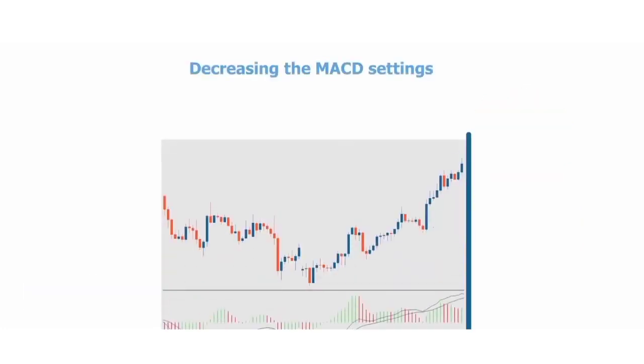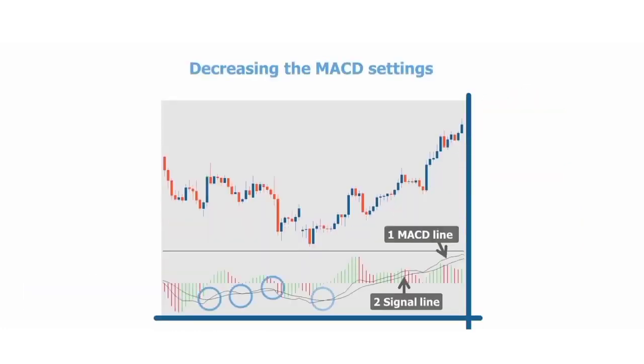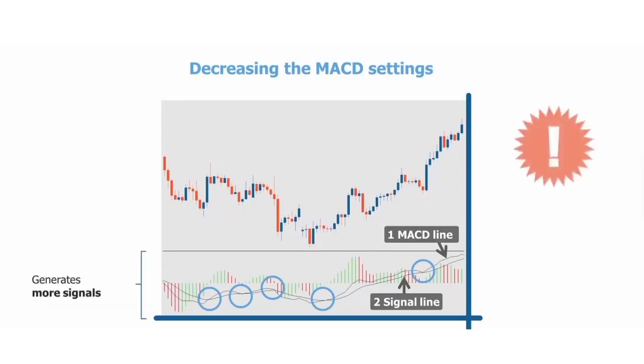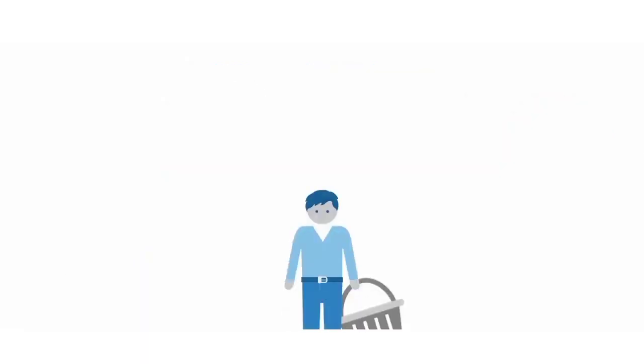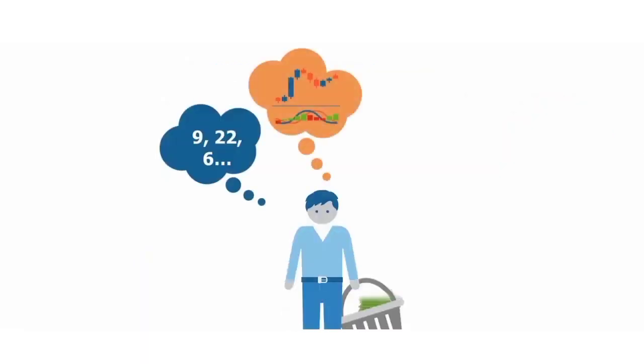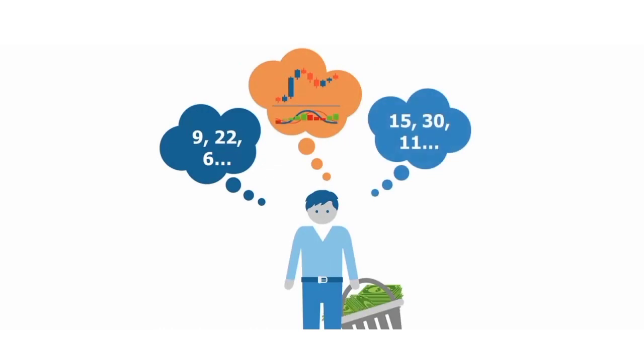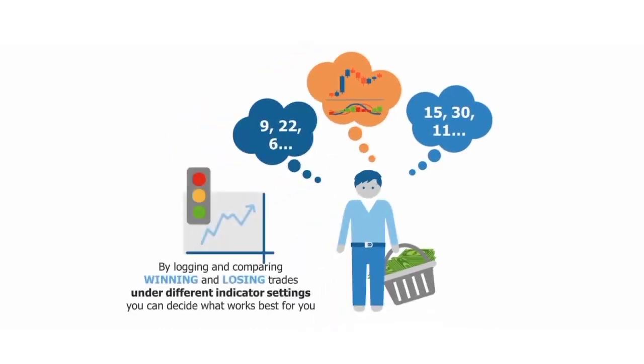On the flip side, if you decrease the indicator's settings, it will have the opposite effect, making it more sensitive and generating more signals. The downside of doing this is that you can have many losing trades because of the false signals the indicator would give. If you do decide to change the indicator settings, make sure the changes made are improving your trading results. By logging and comparing winning and losing trades under different indicator settings, you can decide what works best for you.